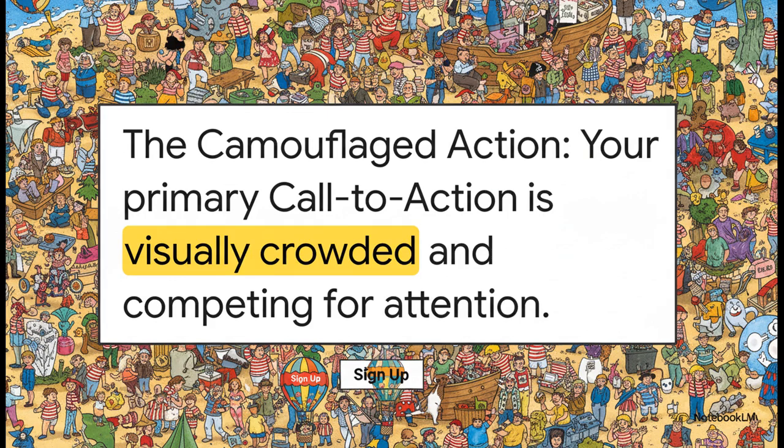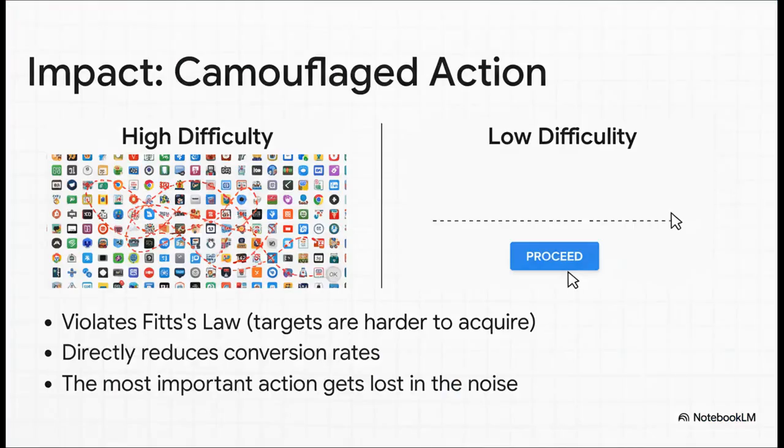Okay, this one can literally cost you money. I call it the camouflaged action. This is when your most important button, your buy now, your sign up, whatever it is, is just buried. It's crowded by other stuff, fighting for attention with headlines, images, you name it. It's basically camouflaged in the middle of the jungle we talked about earlier. And the result here is pretty simple and pretty brutal. If users can't find the button easily, they're not going to click it.